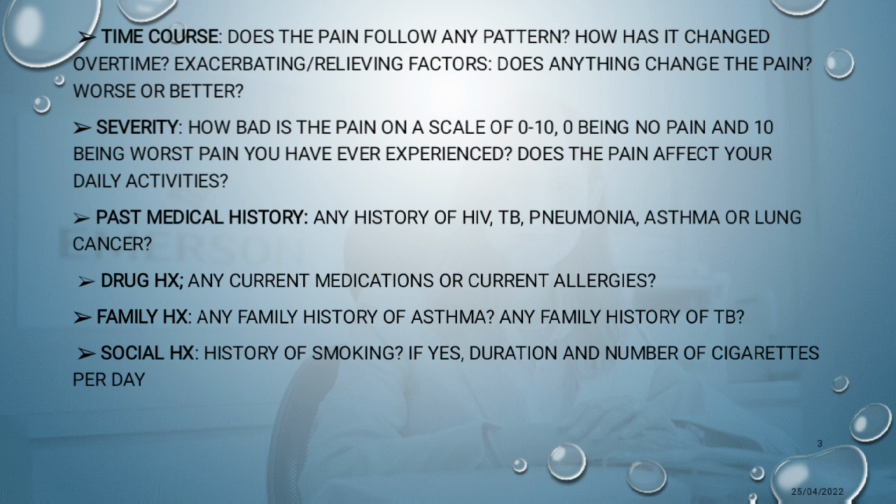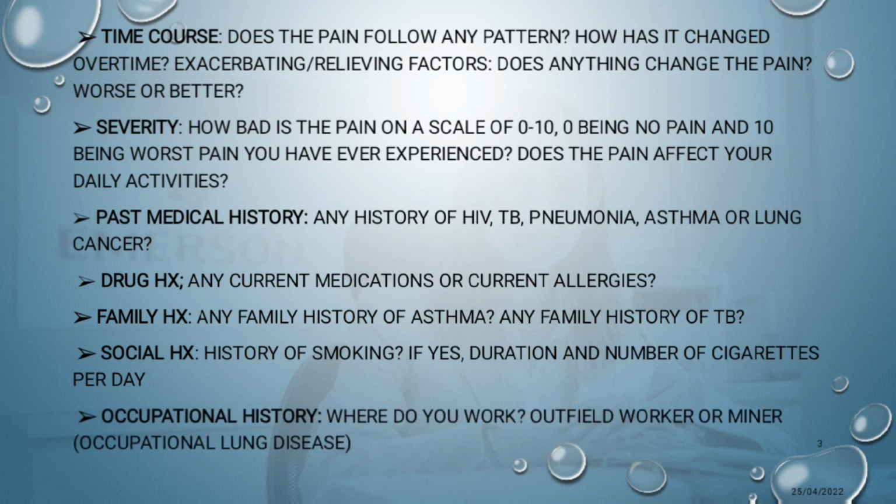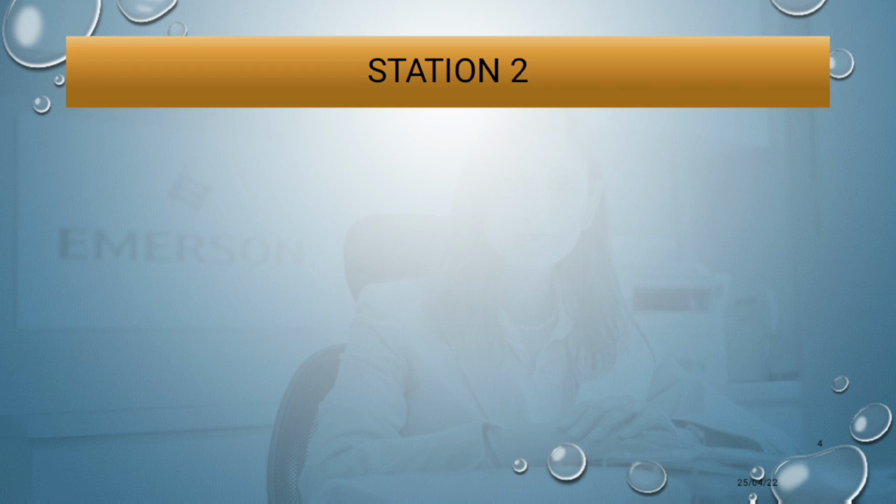Then for social history, we ask for any history of smoking. If yes, ask the duration and number of cigarettes per day, and even the type of cigarettes. Then for occupational history, you ask where do you work, if it's an oilfield worker or miner, because you might be dealing with an occupational lung disease. That's the importance of asking these questions. So that's typically everything we wanted to share on this, and that's the end of the station.